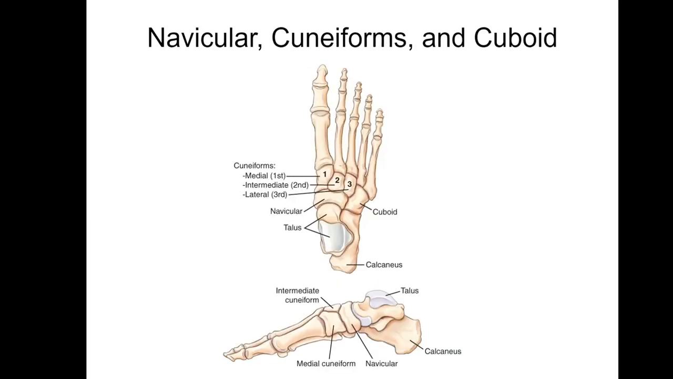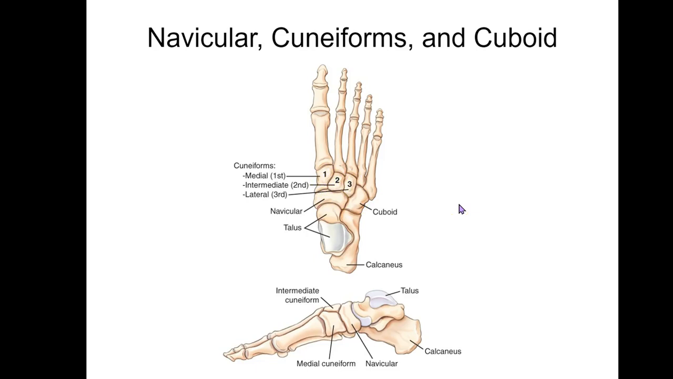All right, next let's talk about navicular, cuneiforms, and cuboid. So the navicular is a flattened, oval-shaped bone located on the medial side of the foot. So here's medial, here's lateral. The navicular articulates with 5 different bones. So posteriorly, the talus, laterally, the cuboid, and anteriorly, it articulates with all 3 cuneiforms.